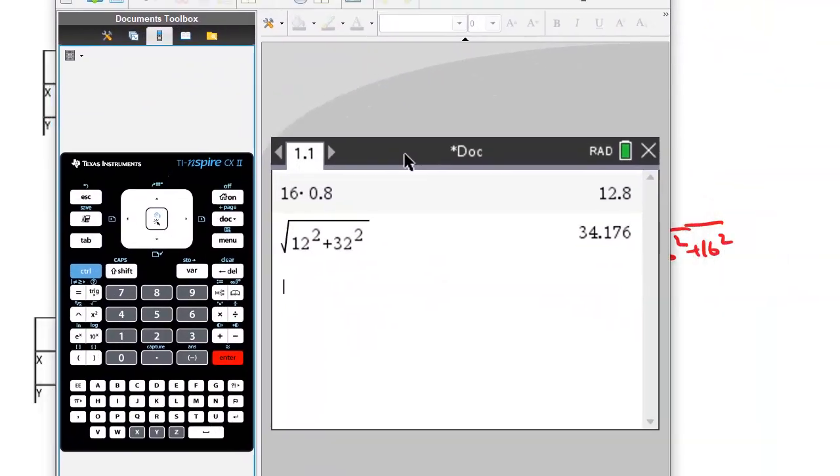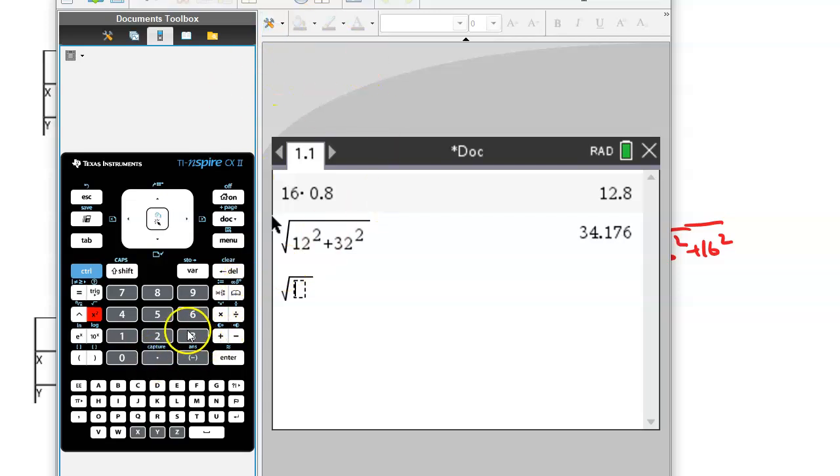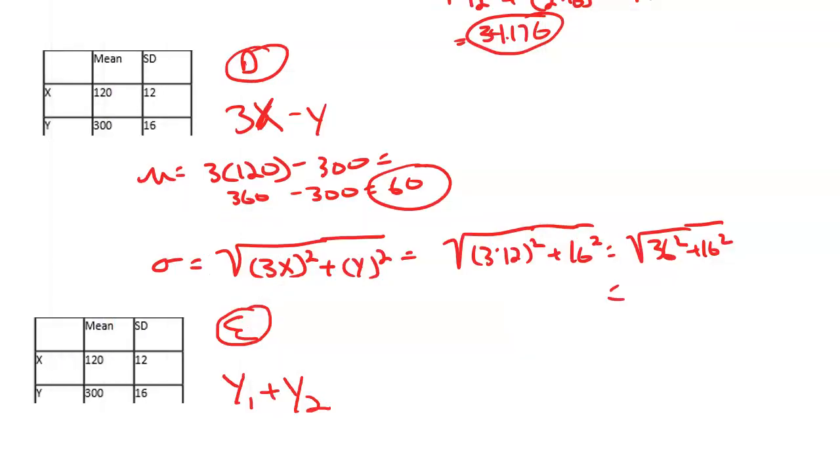And let me put that in my calculator. The square root of 36 squared plus 16 squared. And I get 39.3954. There's my answer.